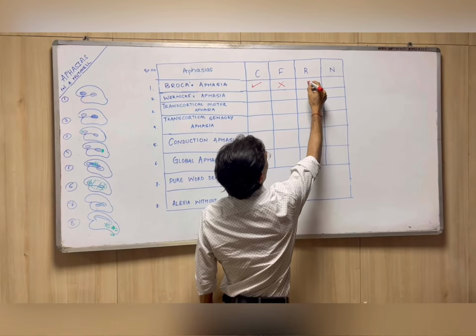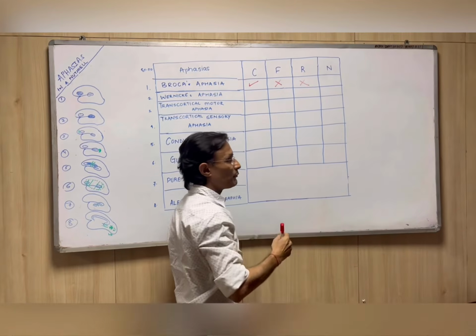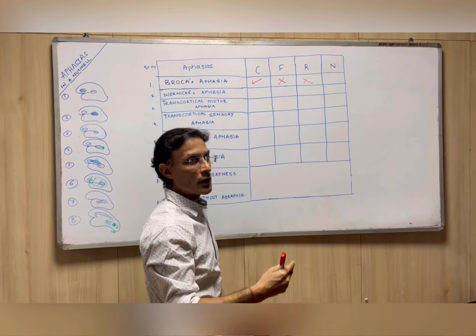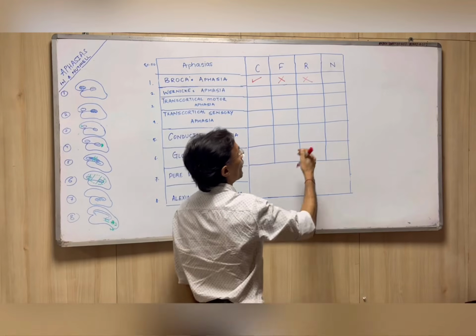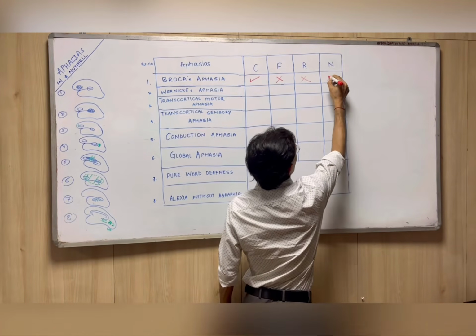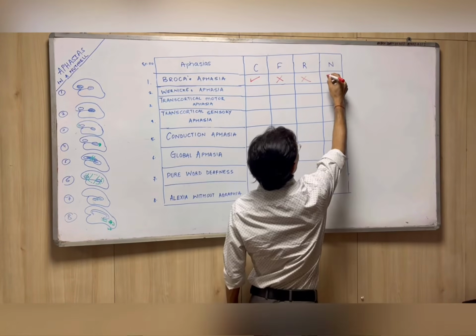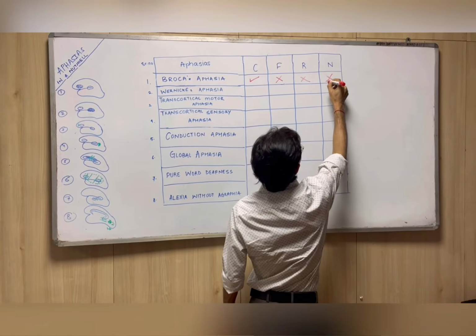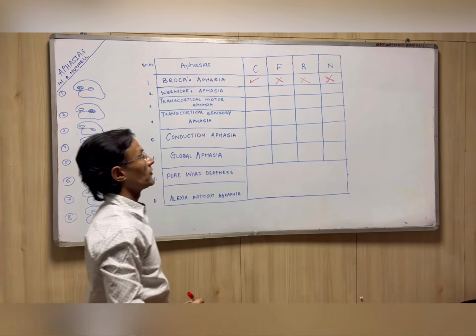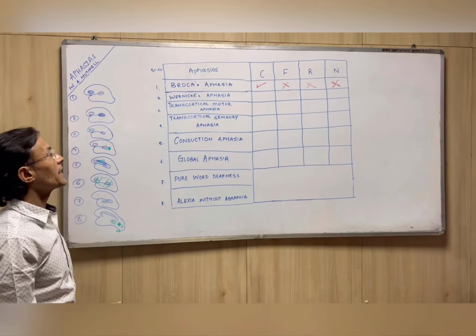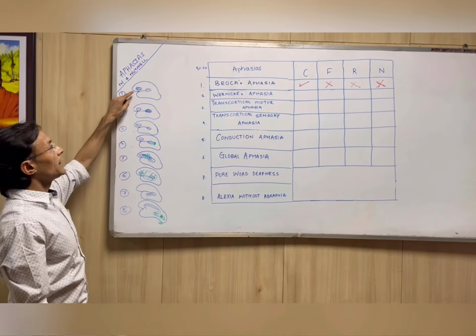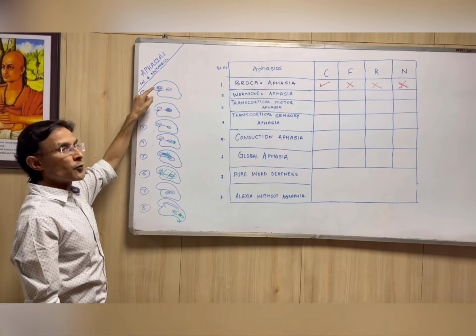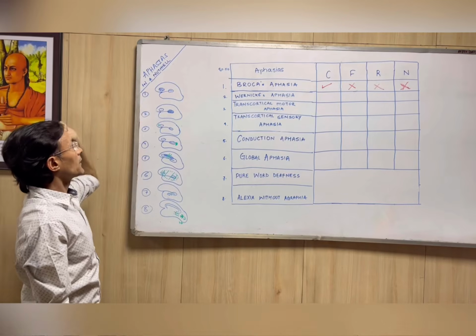Repetition is lost. If you ask the patient to repeat a word, the patient won't be able to repeat it. There will be associated anomia, that is, naming of common objects will be lost. So these are the characteristic features of Broca's aphasia. The lesion will be in the inferior frontal lobule, Broca's area, in the dominant hemisphere.